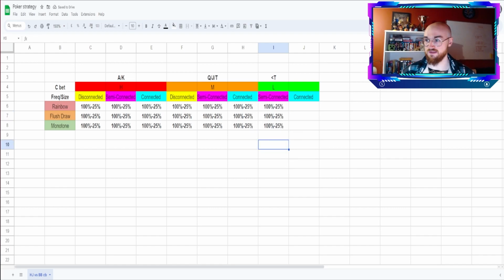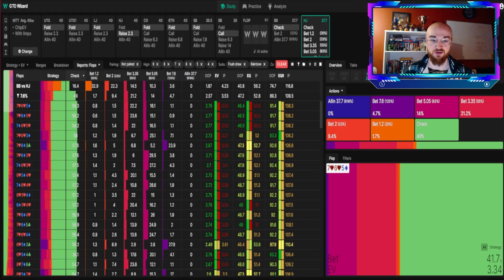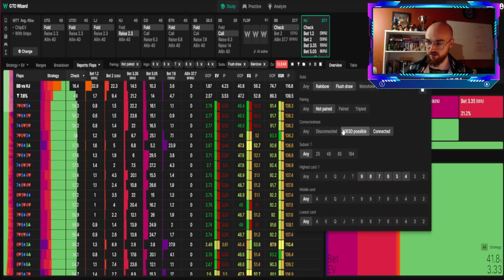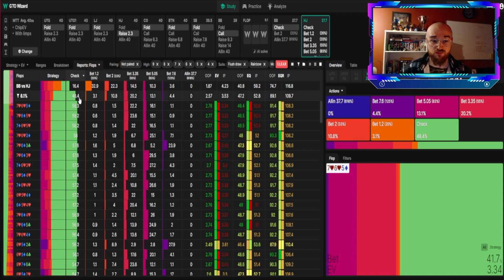The same still applies. And the final category of board, the one we've been dreading, low connected. Let's see how many boards that is first. We've got any low connected board, that is 8.1% of boards, which is anything 9 high or lower, where a straight is already possible. 48.4% checks.